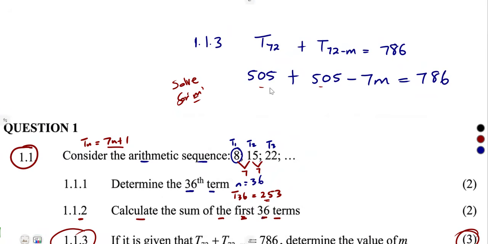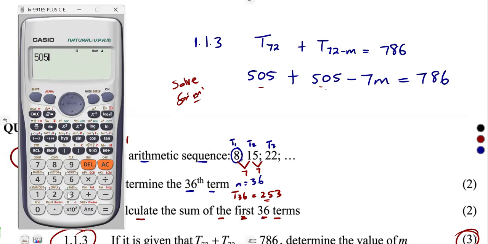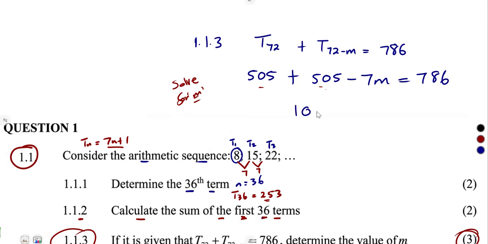Collecting our like terms, we can even just add these two before we transfer these to the other side of the equation. You can just combine them as they are on the left hand side. That's 505 times 2, which is 1010, minus 7m is equal to 786. Now we can get rid of this. How? We can simply subtract this one.